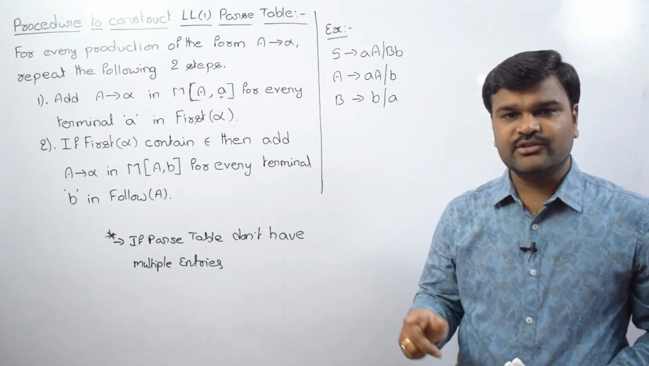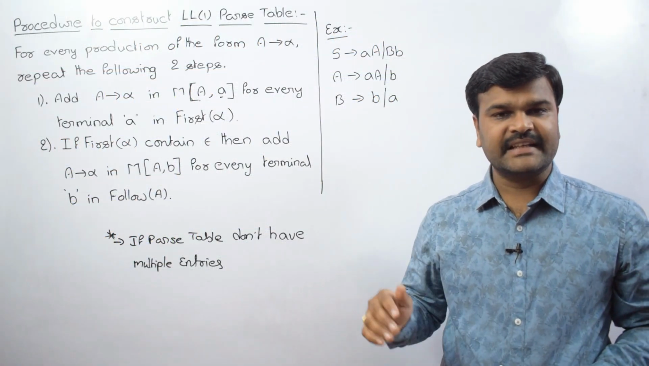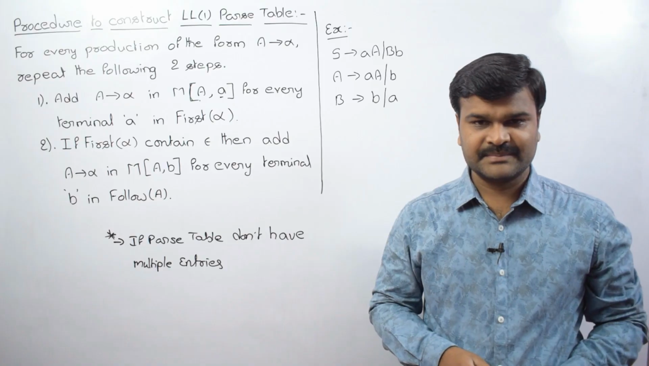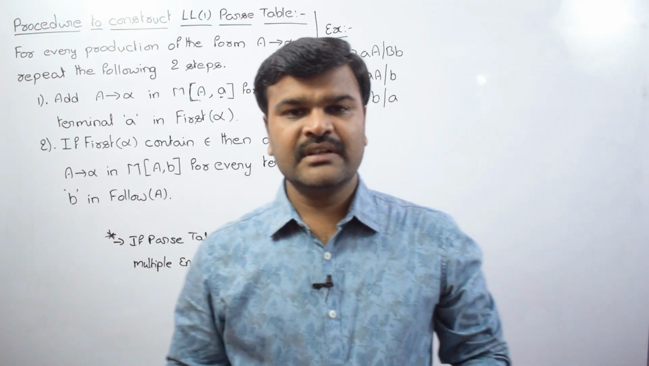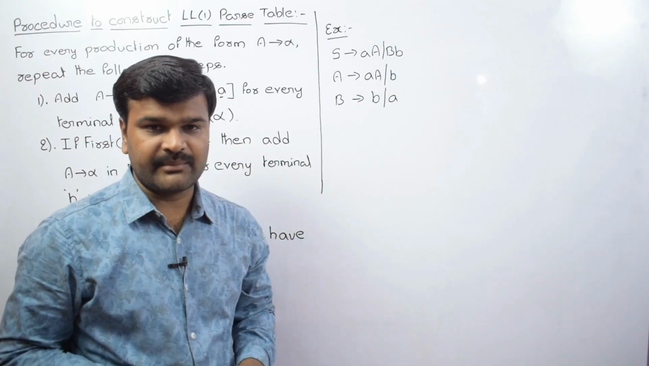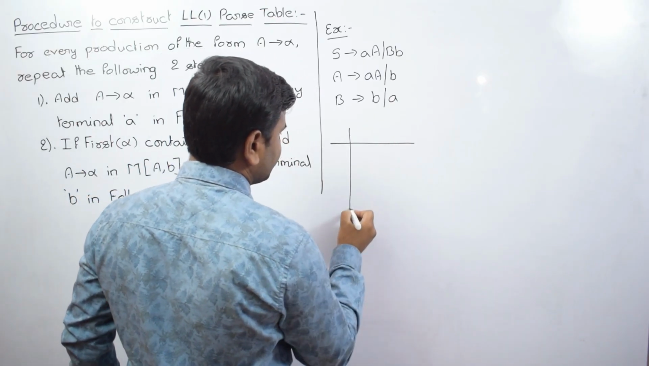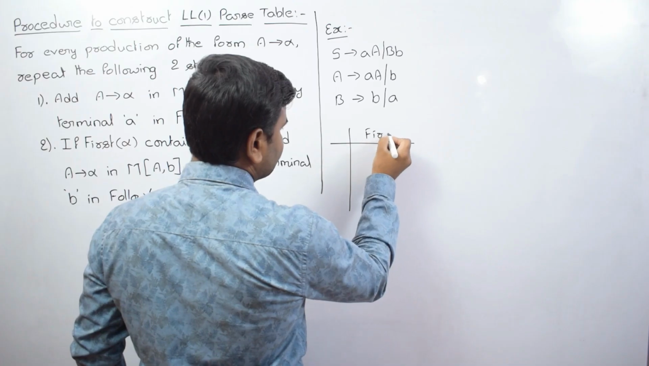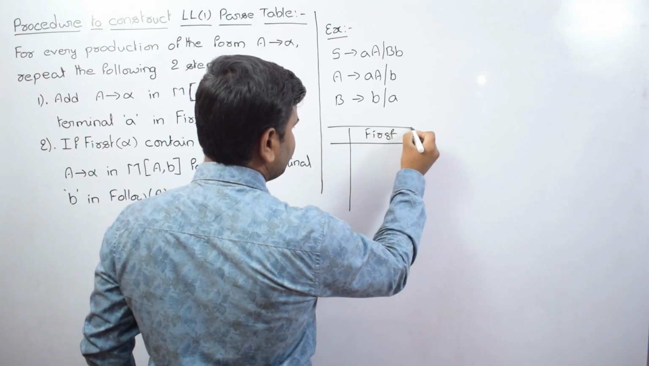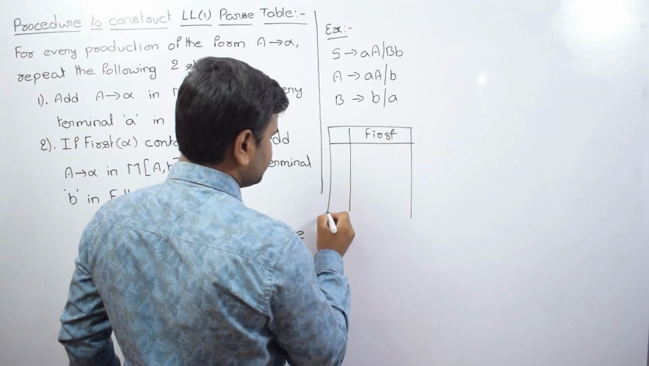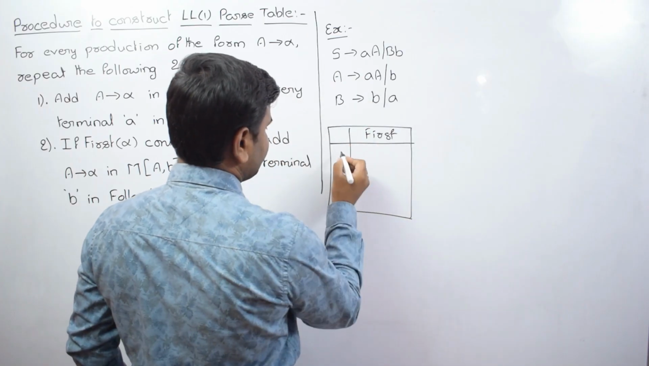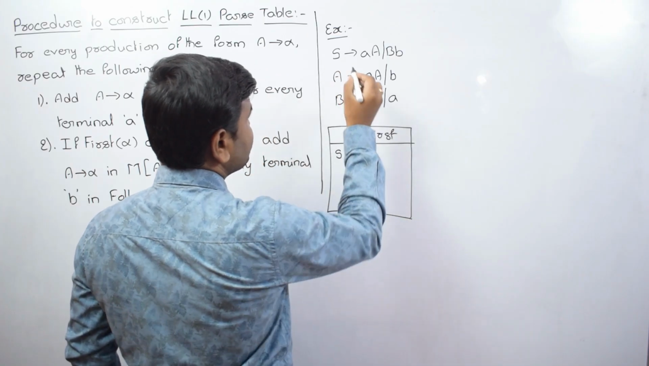So now let us try to take another example to tell whether the given grammar is LL1 or not. First of all, we have to find out FIRST of every non-terminal. So let us try to construct the table first of all. So FIRST of every non-terminal. So here, FIRST of S. So FIRST of S is what?